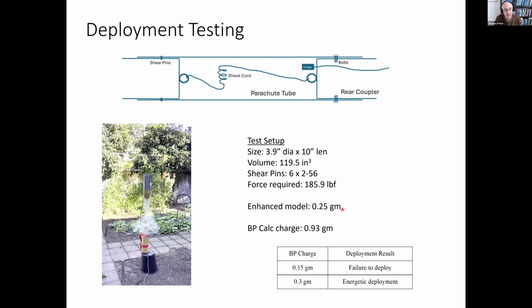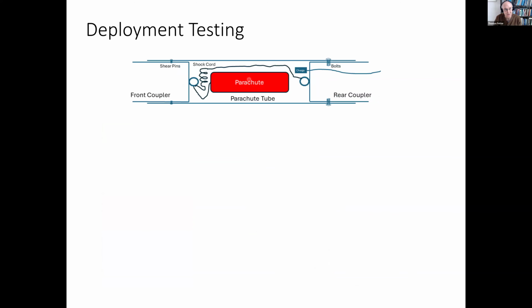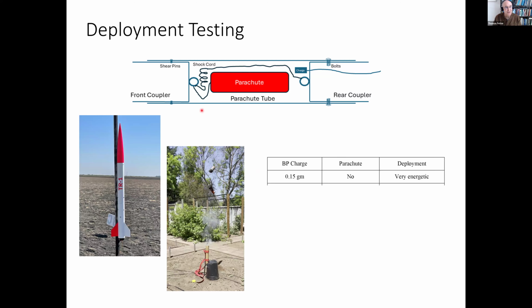And if it isn't obvious by now, that missing piece is the parachute. So for this next set of tests, we're going to actually include a parachute in the parachute tube that fills the parachute tube. Now, this particular test fixture for this set of tests is the same size as one of the two rockets that had experienced the deployment failure, TR1.